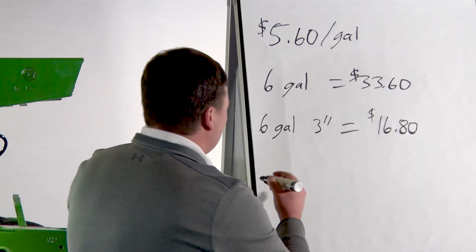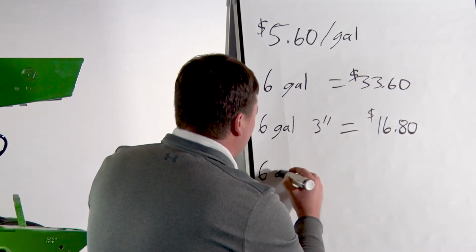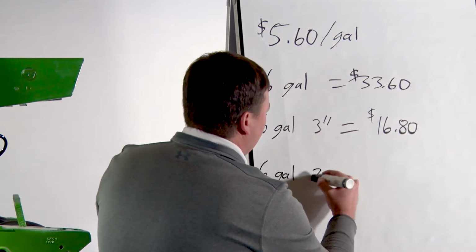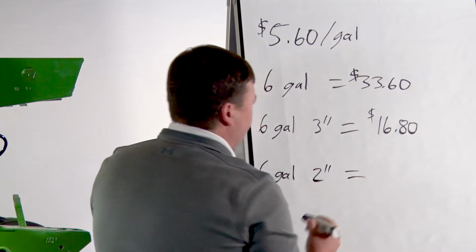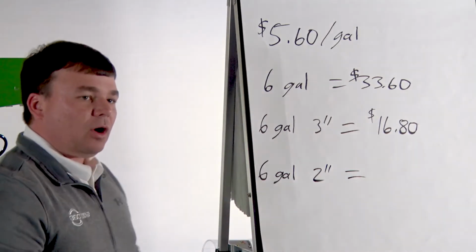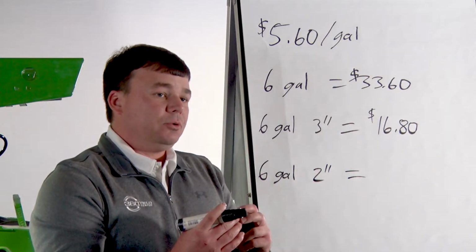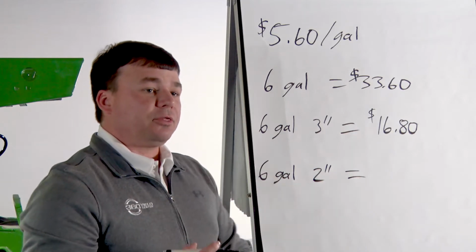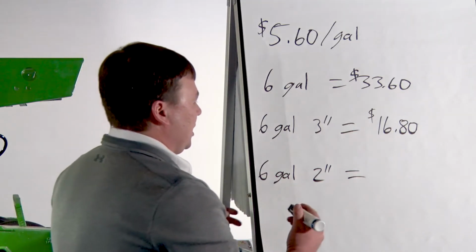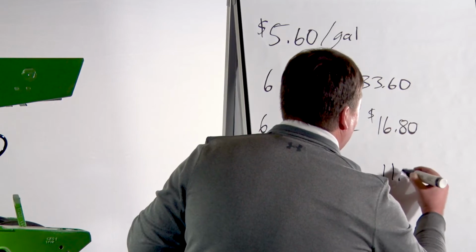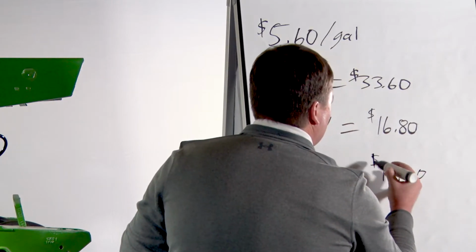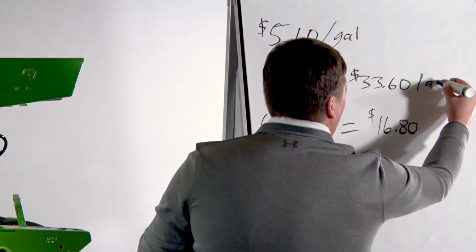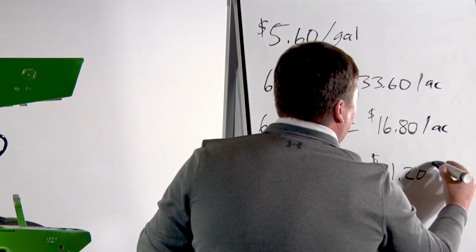And we see that often show up then in our results where 2-inch actually out yields continuous in a lot of our plots. So 2-inch, now out of 6 inches I'm only applying 2. So now I'm only spending 1/3 of the total amount. So we see even more savings. Now we're down to $11.20 an acre. So you start thinking about ROI.